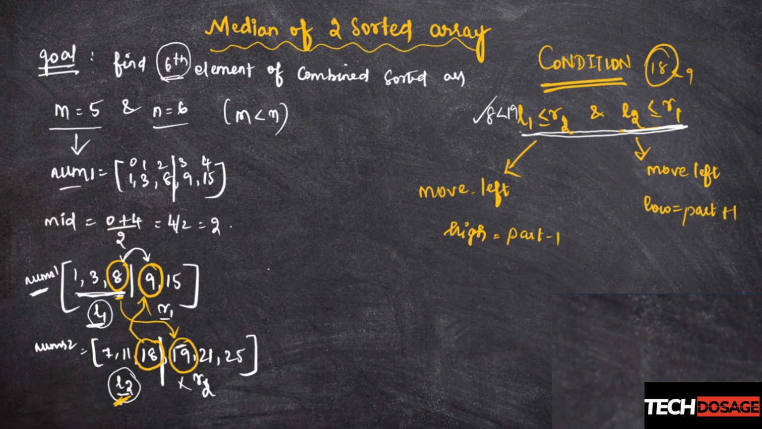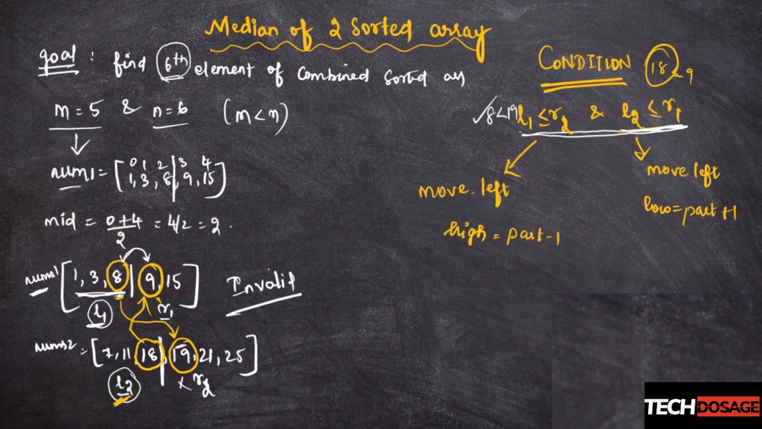If it belongs to L2 and 9 belongs to R1, 9 comes at the right side and 18 comes to the left side of the sorted array. 18 comes here and 9 comes here. Is it sorted? No. So 18 should not come here. So I am going to state that this partition is invalid because the second condition is failed here.